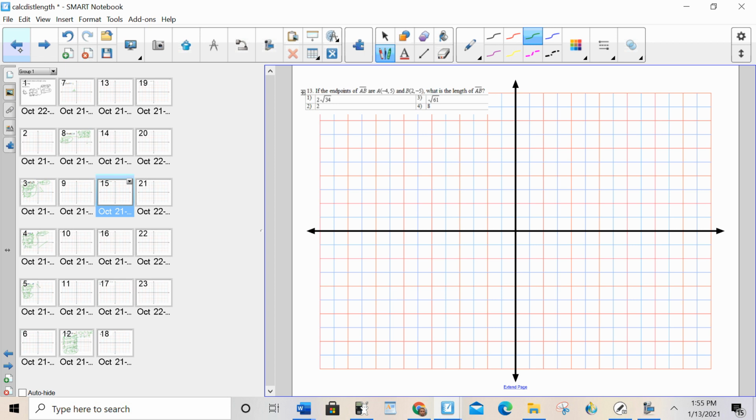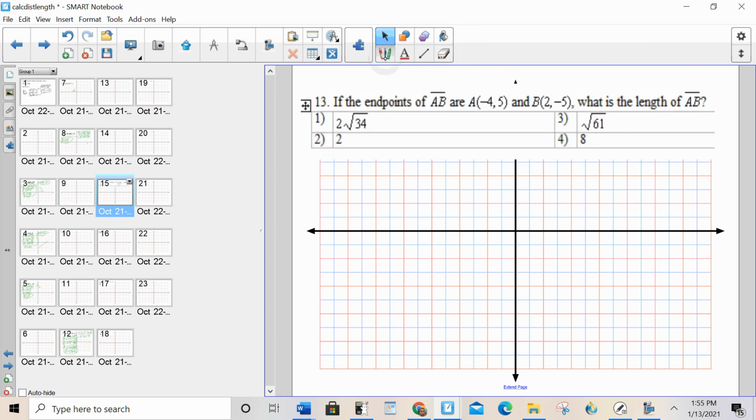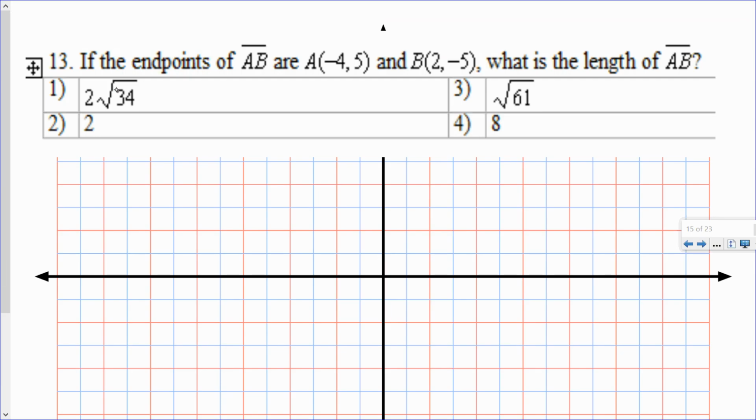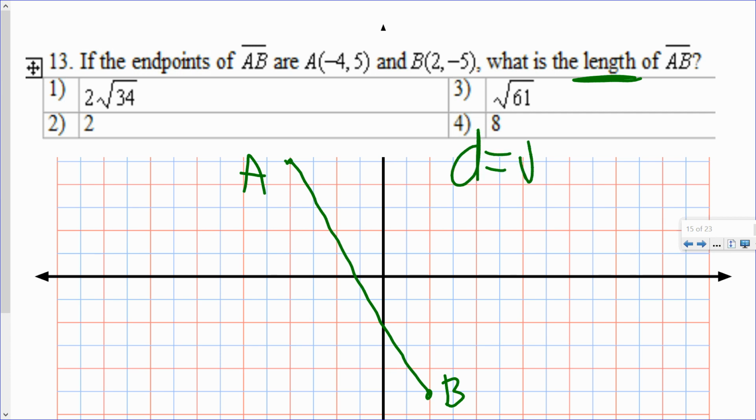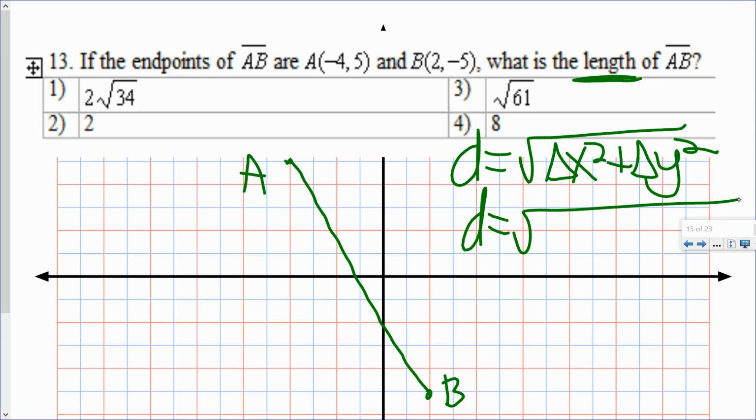Let's just take a quick look at number 13. The endpoints of AB are A, negative 4, 5, and B, 2, negative 5. What is the length of AB? Well, the length of a line segment is the distance between the 2 points, so I have to use my distance formula. Distance and length are the same thing. Why don't you pause it, try and finish it on your own, and then unpause.